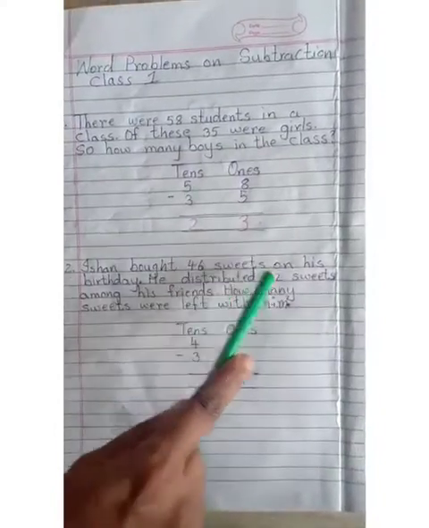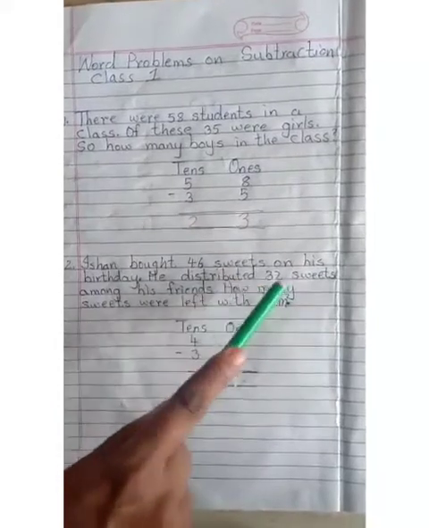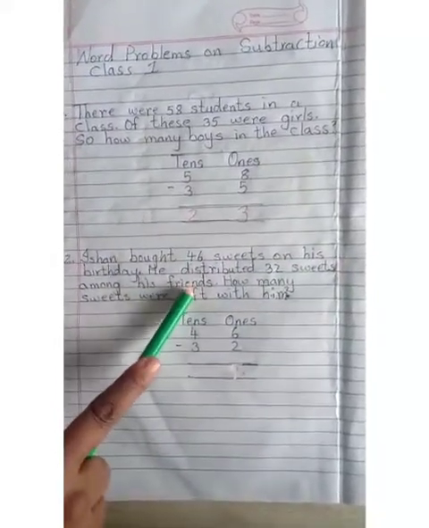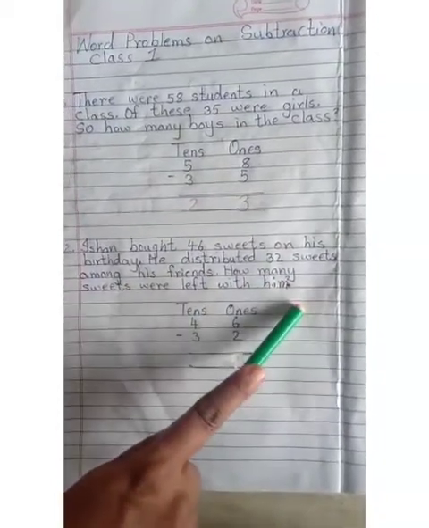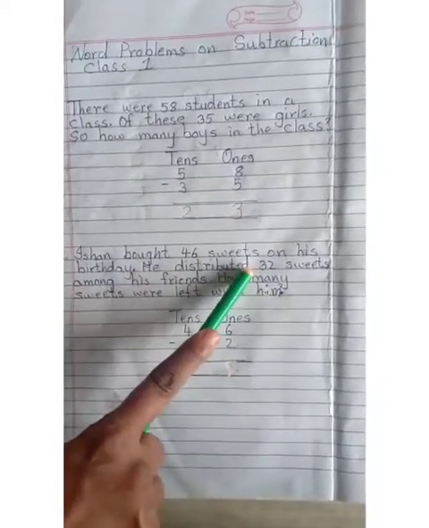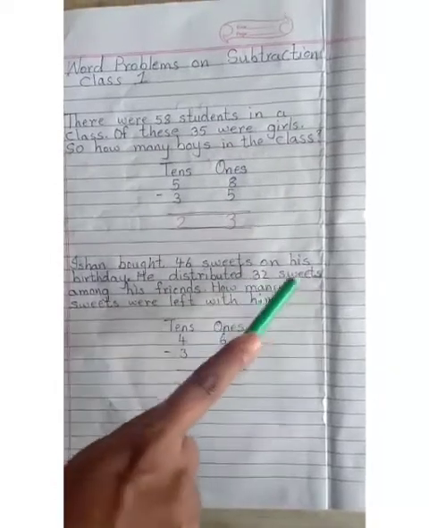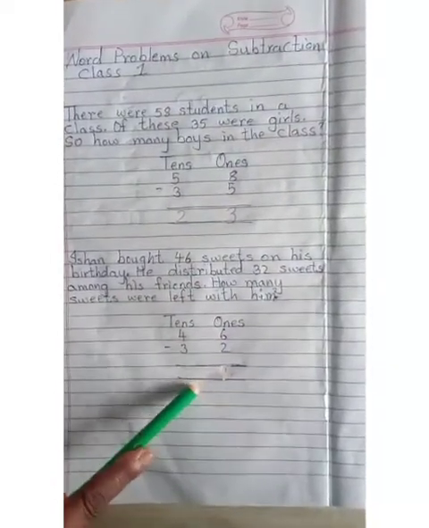He bought 46 sweets on his birthday. He distributed 32 sweets among his friends. How many sweets were left with him? Children, he bought 46 sweets for his birthday. He distributed 32 sweets among his friends. So how many sweets were left with him?